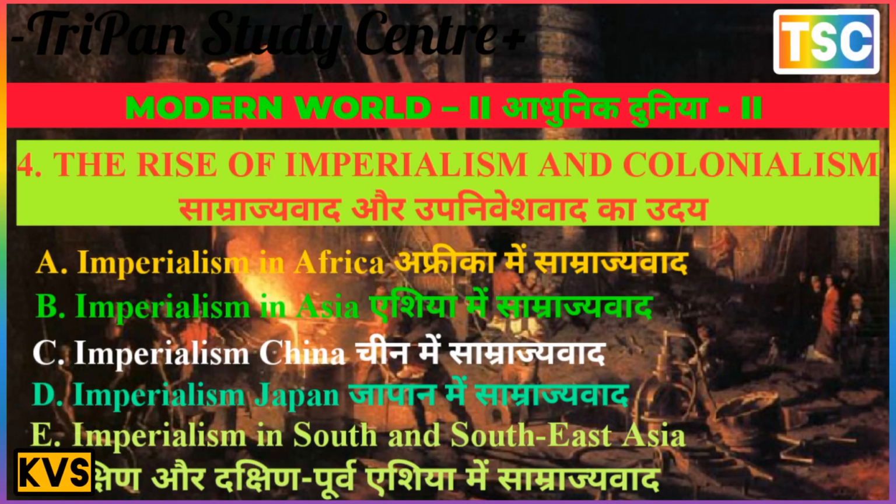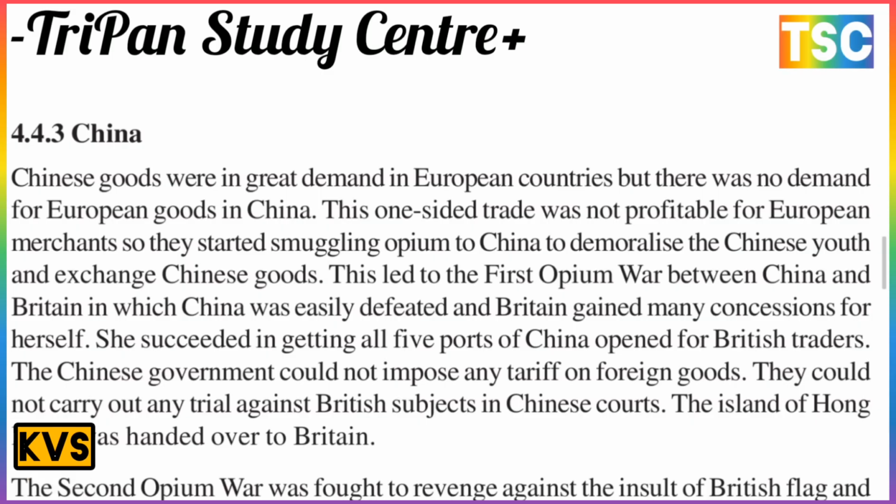The next is China, which is important in this period. Chinese goods were in great demand in European countries, but there was no demand for European goods in China. This one-sided trade was not profitable for European merchants, so they started smuggling opium into China to demoralize the Chinese youth and exchange for Chinese goods.